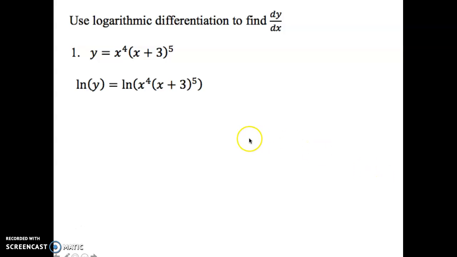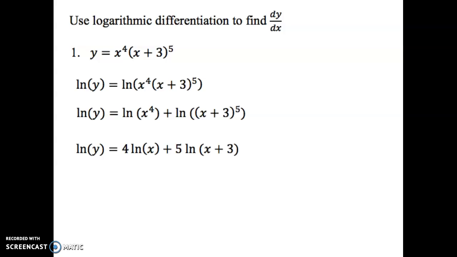Now let's use our rules for natural logs. Notice this is a function multiplied by a function. So we said the natural log of a product is equal to the sum of the logs. So I would take the natural log of the first thing plus the natural log of the second thing. Again, using our properties for natural log, the 4 can come to the front because it's an exponent. The 5 can come to the front because it's an exponent. So I get the natural log of y equals 4 natural log of x plus 5 natural log of x plus 3. All right, now I've done all of my manipulation using logs.